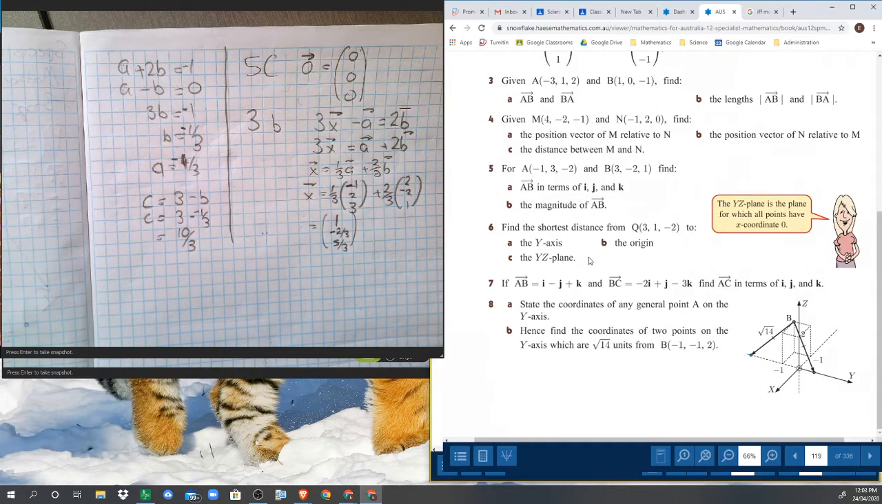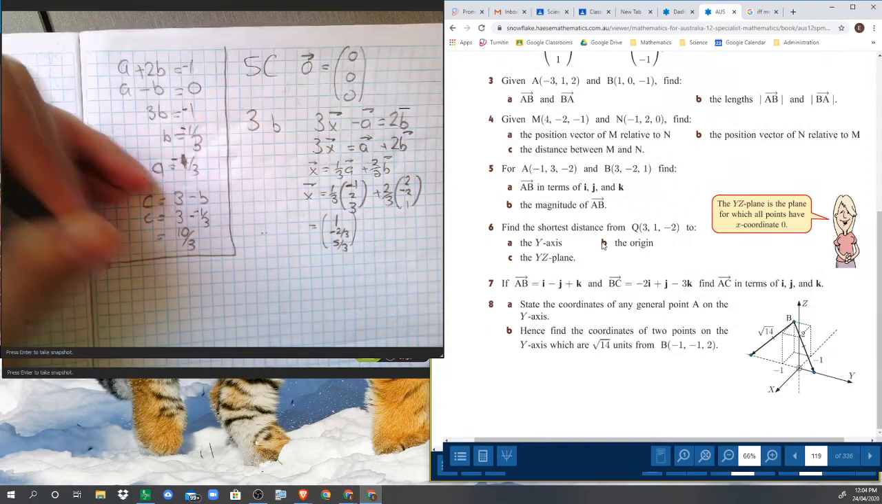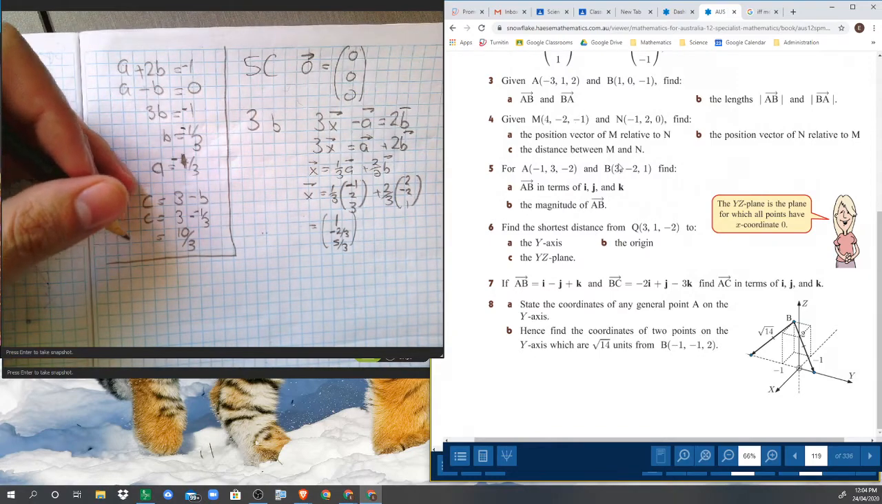All right, so I want to try this question 6. The rest of this seems pretty straightforward. All right. The shortest distance of Q to the y-axis.